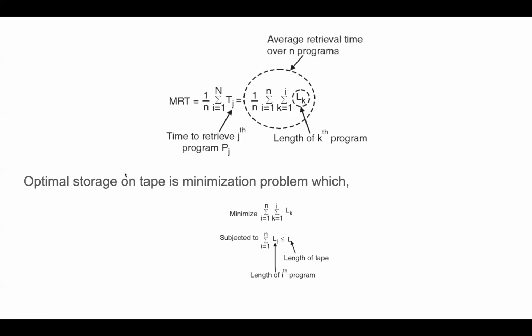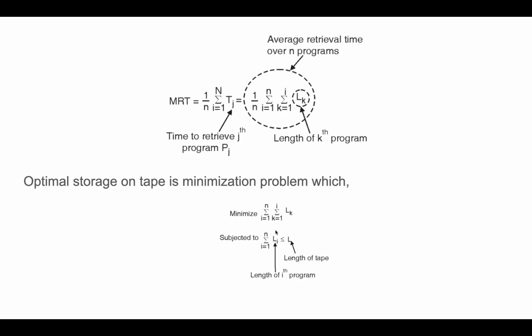Now optimal storage on tape is a minimization problem, in which we have to minimize the summation of I from 1 to n, summation of k from 1 to I, lk, subject to the summation of I from 1 to n, li less than or equal to L. It means the sum of all lengths of programs should be less than or equal to L, the length of the whole tape on which we are putting the programs. That should be the maximum limit.